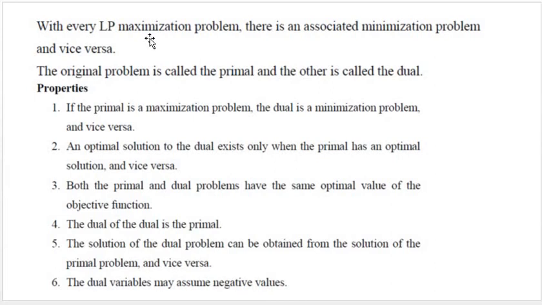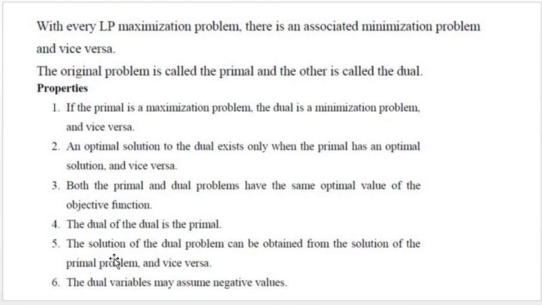Duality principle says that with every LP maximization problem, there is an associated minimization problem and vice versa. The original problem is called the primal and the other is called the dual. Properties. If the primal is a maximization problem, the dual is a minimization problem and vice versa. An optimal solution to the dual exists only when the primal has an optimal solution and vice versa. Both the primal and dual problems have the same optimal value of the objective function.